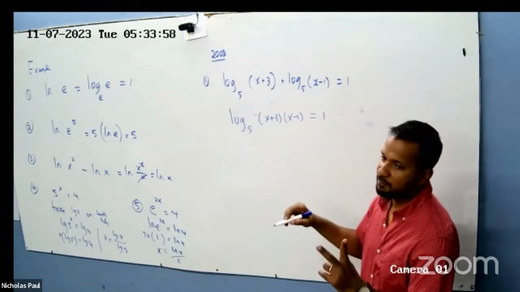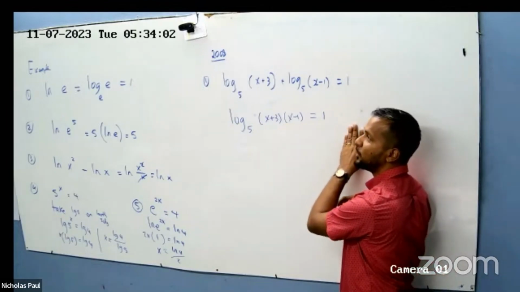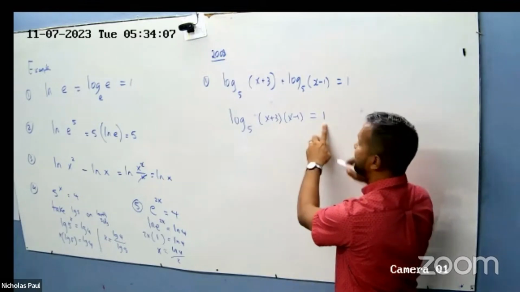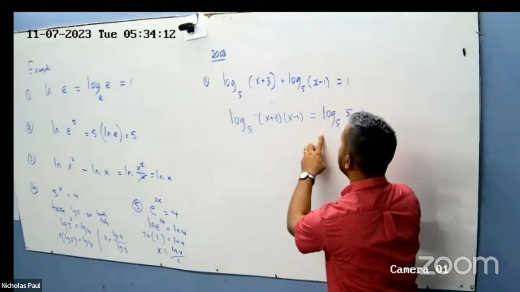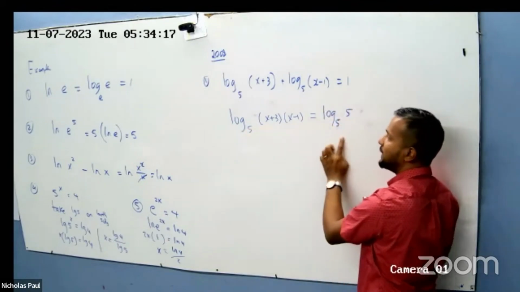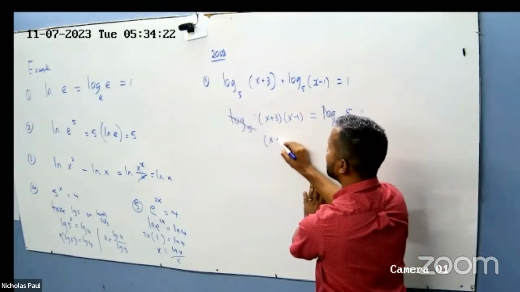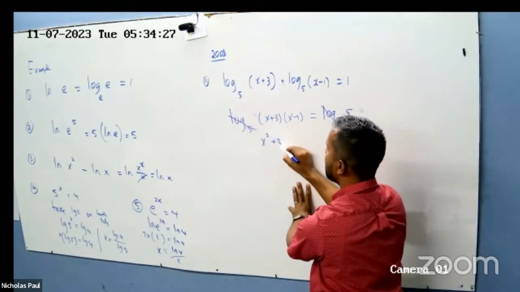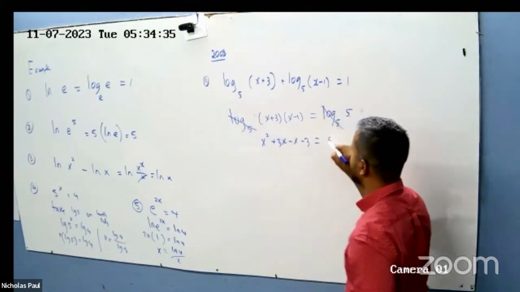So whenever we have this, you have two options. You can take this and convert to exponential form, and then solve it. Or instead of writing 1, you could write log 5, because we know 1 is log 5. And since we have log on this side and log on this side, we could cancel logs. And then you will expand this out. X squared plus 3x minus x minus 3 is equal to 5.